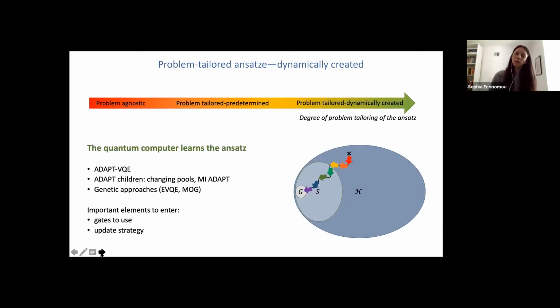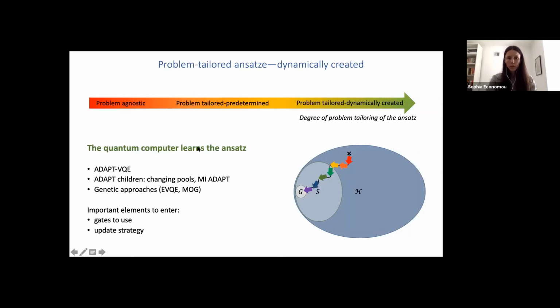Okay, now so far as problem tailoring goes, you can actually go even deeper in that direction. So on the one hand, we have the completely problem agnostic random ansatz. In the middle, we have some that are problem tailored but predetermined, like the variational Hamiltonian ansatz and the symmetry enforcing ansatz. But what you can do is you can also ask your quantum computer to collaborate with your classical computer and to help you determine the ansatz. So in this sense, you can think of the quantum computer learning the ansatz as you go. And this is just a schematic where you start somewhere in the Hilbert space and then you iteratively go toward the solution. So there's a number of approaches.